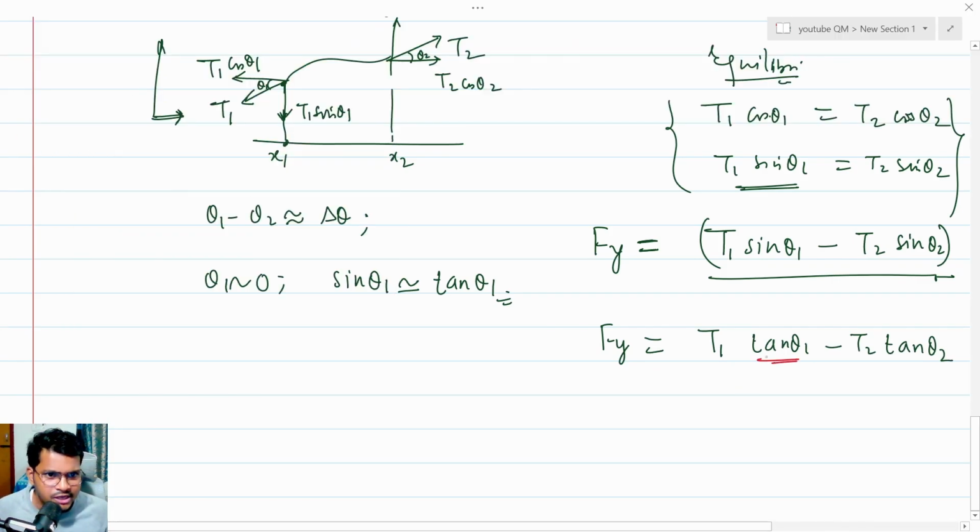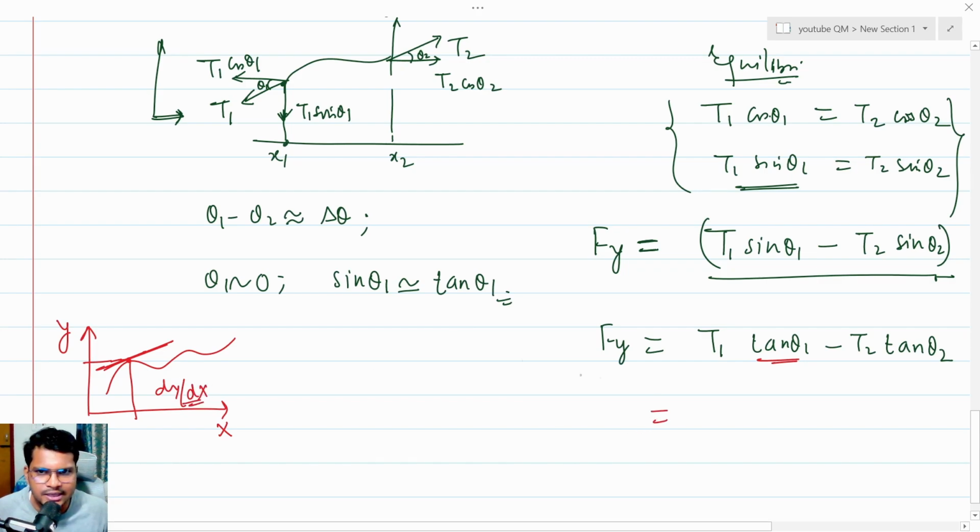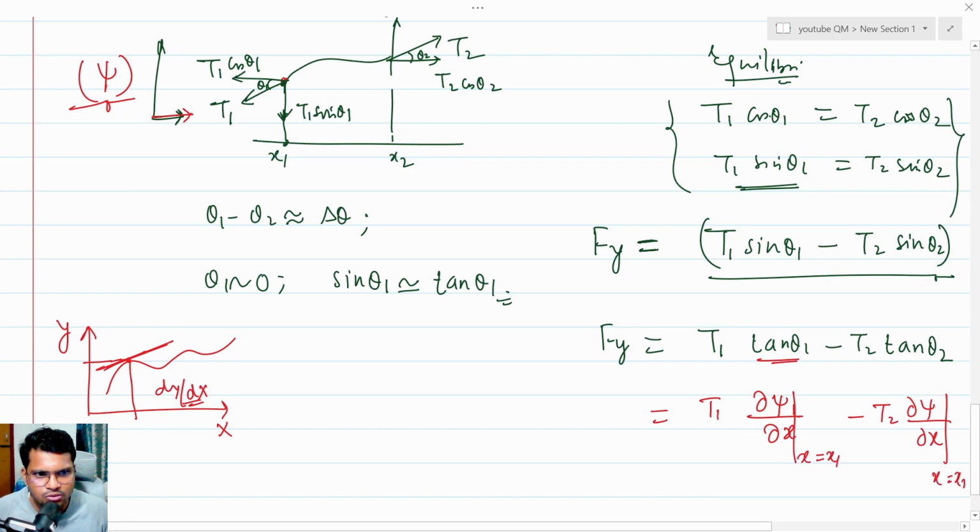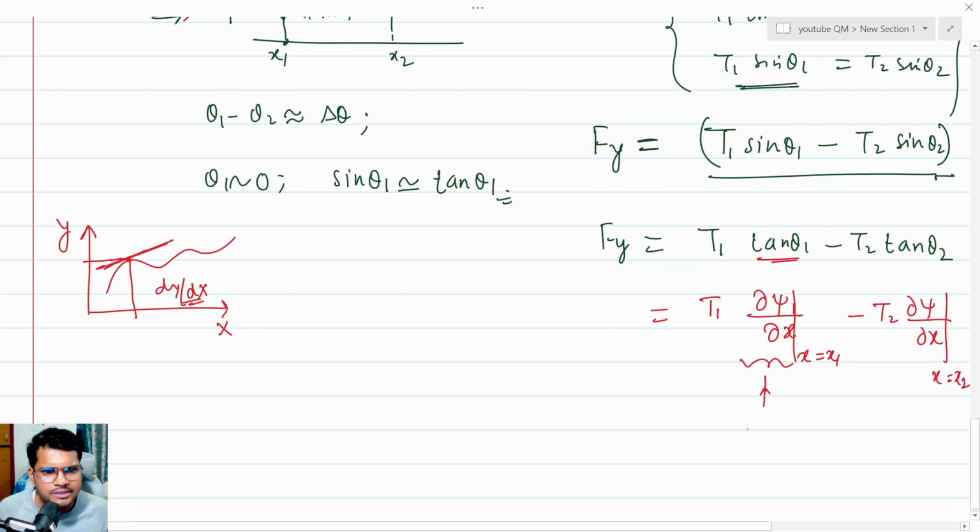Now theta 1, if you know x and y, if you have some curve, then tan theta basically tells you the slope of this curve, and this slope is dy by dx. So I can say that there is a wave generated in this string because of the vibrations, and this wave, let's say, shows the displacement of the particle in the y direction. I can say that this will become T1 delta psi by delta x, T2 delta psi over delta x. Over here x is equal to x1 and x is equal to, let us say, x2, and whatever you want to use, no problem. Now I can simply say that these are basically f of x1, and this is f of x2.